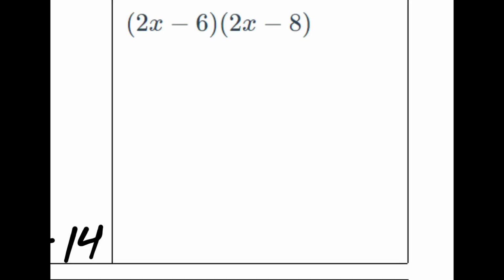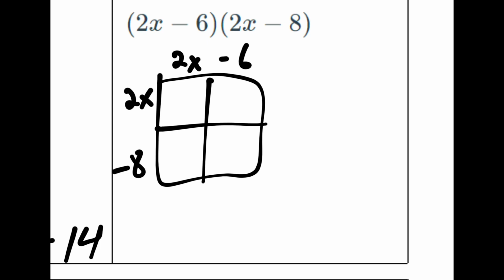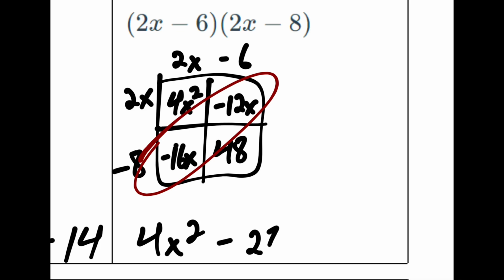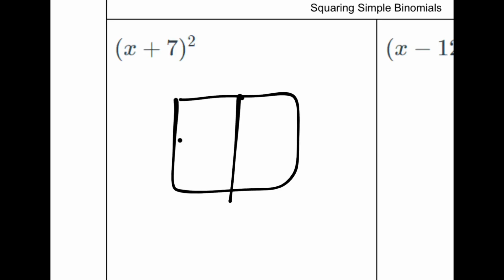Let's do another one. We can write out our box, 2x minus 6, 2x minus 8. This becomes 4x squared, negative 16x, negative 12x, and a positive 48. When we combine across the diagonal, we have 4x squared minus 28x plus 48. If we see something like this, we can use the same technique, and we just put x and 7 across the top and x and 7 across the side and multiply the same way.